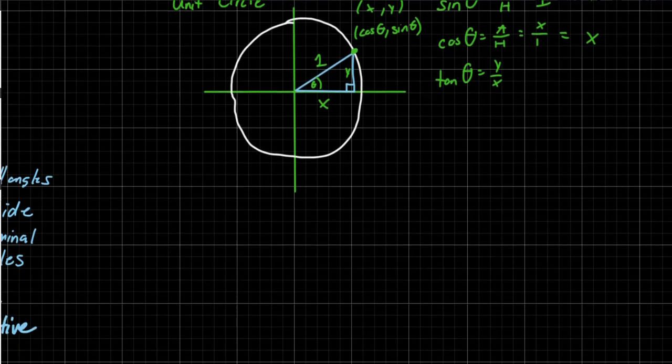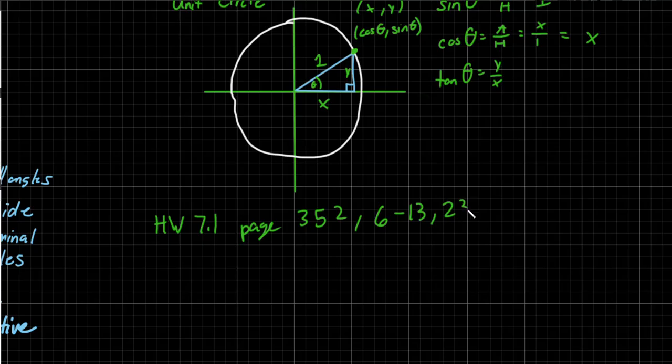But for now, you have homework. Homework 7.1, page 352. You're going to do 16 to 13. Then do 23. It's not that much. Do 24, 36, 37, and 40.